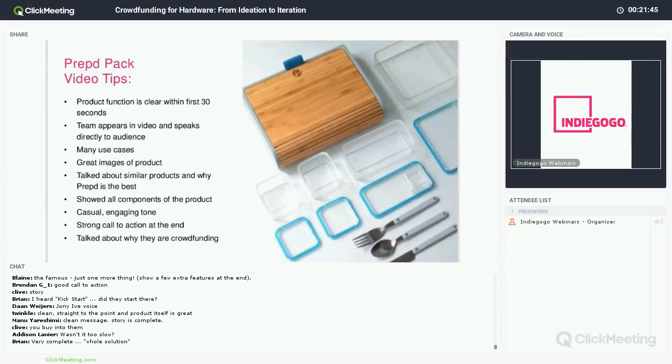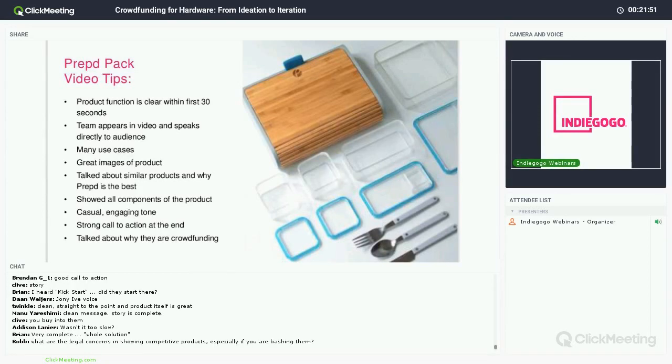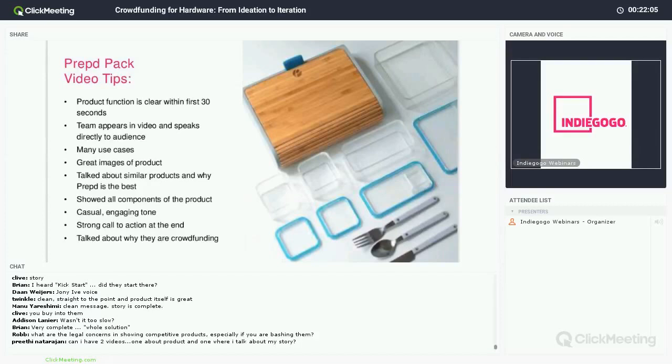Again, you all noticed that the images were really beautiful. They talked about similar products and why this particular product is better. Also very, very important. They showed all the components of the product. So they didn't just show the actual lunchbox and the Tupperware inside, but they also showed the app and how people would use that with their iPad.